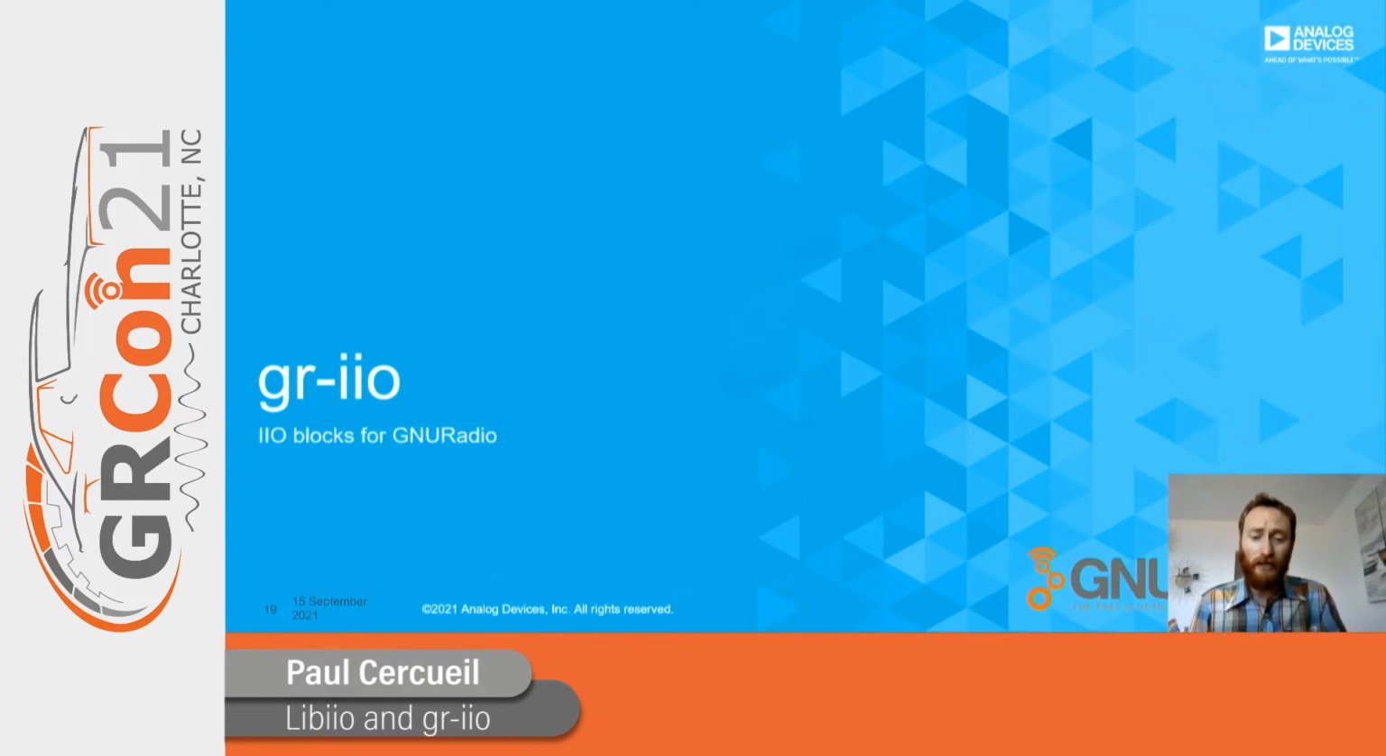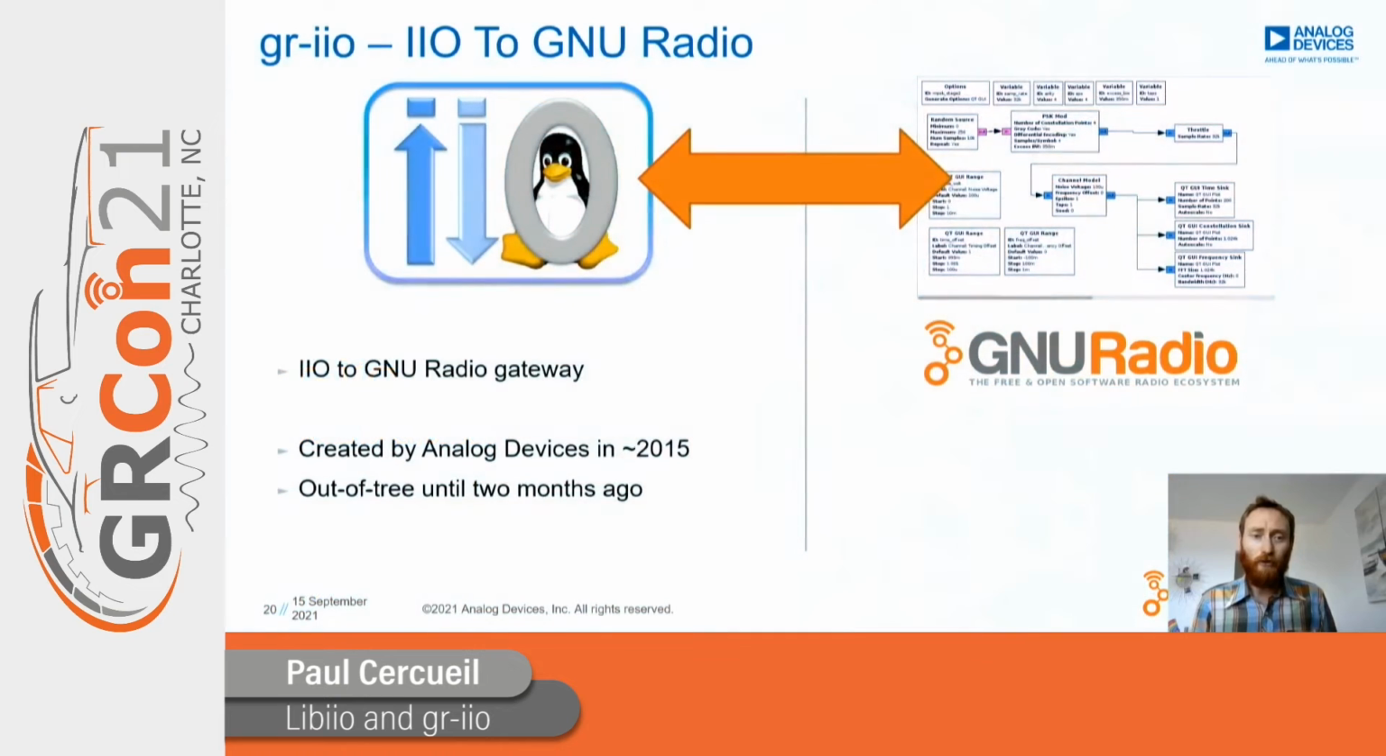Now let's talk about gr-iio. gr-iio basically is the gateway between IIO and GNU Radio. It was created a couple of years ago, I think in 2015. I created it in 2015. It was out of tree until about 2 months ago, when it was merged inside GNU Radio.